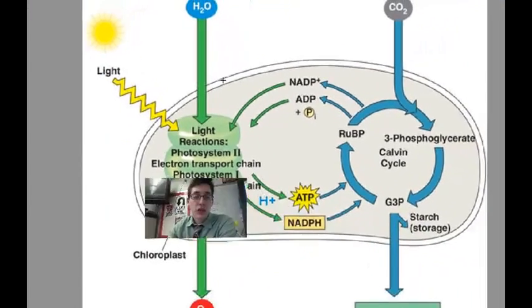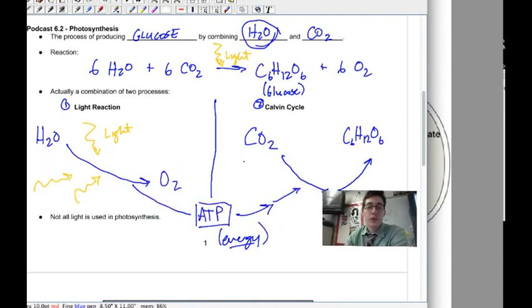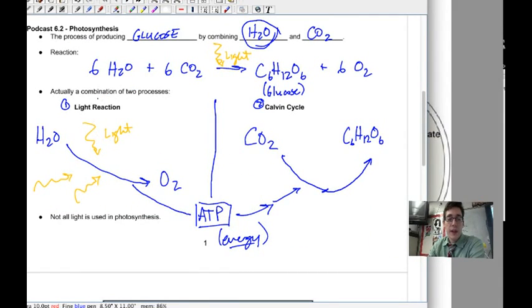If we look at a picture of it, this is what we've got going on. We start with water happening inside the thylakoid, the chlorophyll. The light comes in and we're producing this ATP molecule right there. The ATP then goes in and gives energy to the Calvin cycle, which takes the carbon dioxide and produces sucrose, or glucose, as a product. So we've got 2 processes happening here, the light reaction and the Calvin cycle.